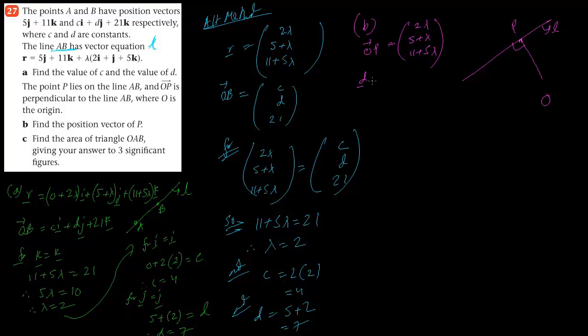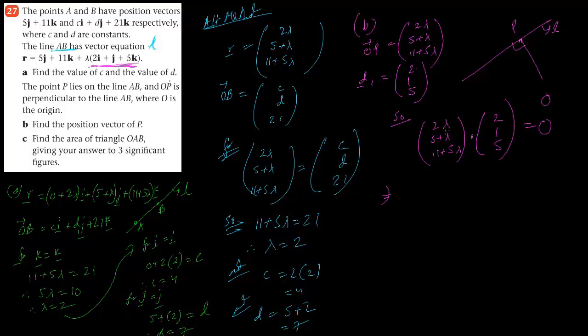And remember the direction vector of this line L. So it's given over here. This is the direction vector right after the scalar quantity. So 2i is 2, j is 1, and 5. So this is the column vector format of the direction vector of the line L. So the rule for perpendicular is that the dot product is 0. So (2 lambda, 5 plus lambda, 11 plus 5 lambda) dot (2, 1, 5) equals 0.